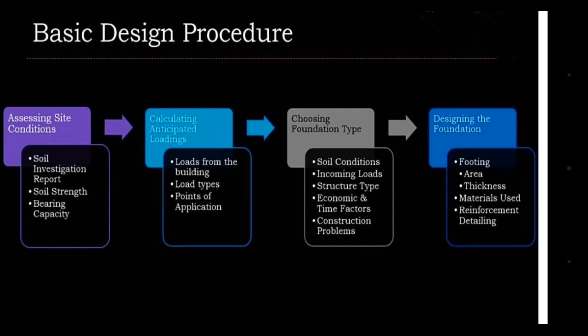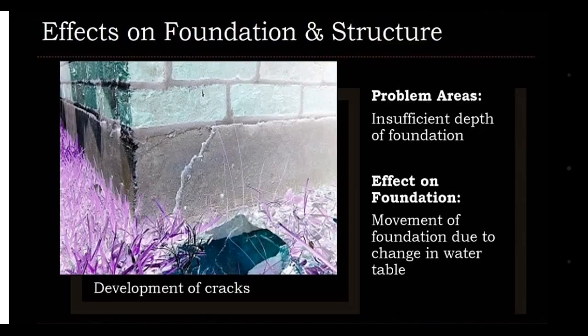First is assessing site condition, like soil investigation report, soil strength, bearing capacity. Next, we calculate the anticipated load, like load from the building, load type, point of application. Next is choosing foundation type based on soil condition, incoming load, structural type, economic and time factor, construction problem. And last is designing the foundation: area, thickness, material to be used in the foundation and the reinforcement detailing in the foundation. Next, we talk about the effect on foundation and structure.